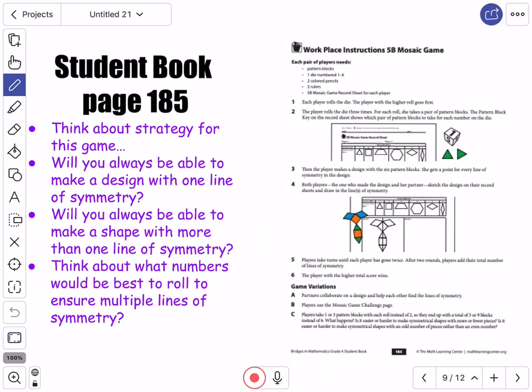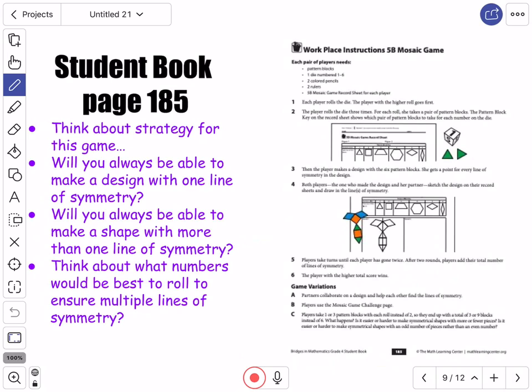Okay, so it would be awesome if we could play this really cool game in the classroom, but you might be able to play it at your house if you can get creative, okay? So it's called Mosaic Game. So each pair of players would need pattern blocks, but you could always pretend and just draw them. A 1 through 6 numbered die. Maybe you could find that in a game box that you have. 2 colored pencils, 2 rulers, and a game board, which are on the next page, okay? So each player rolls the die, and the player with the higher roll goes first.